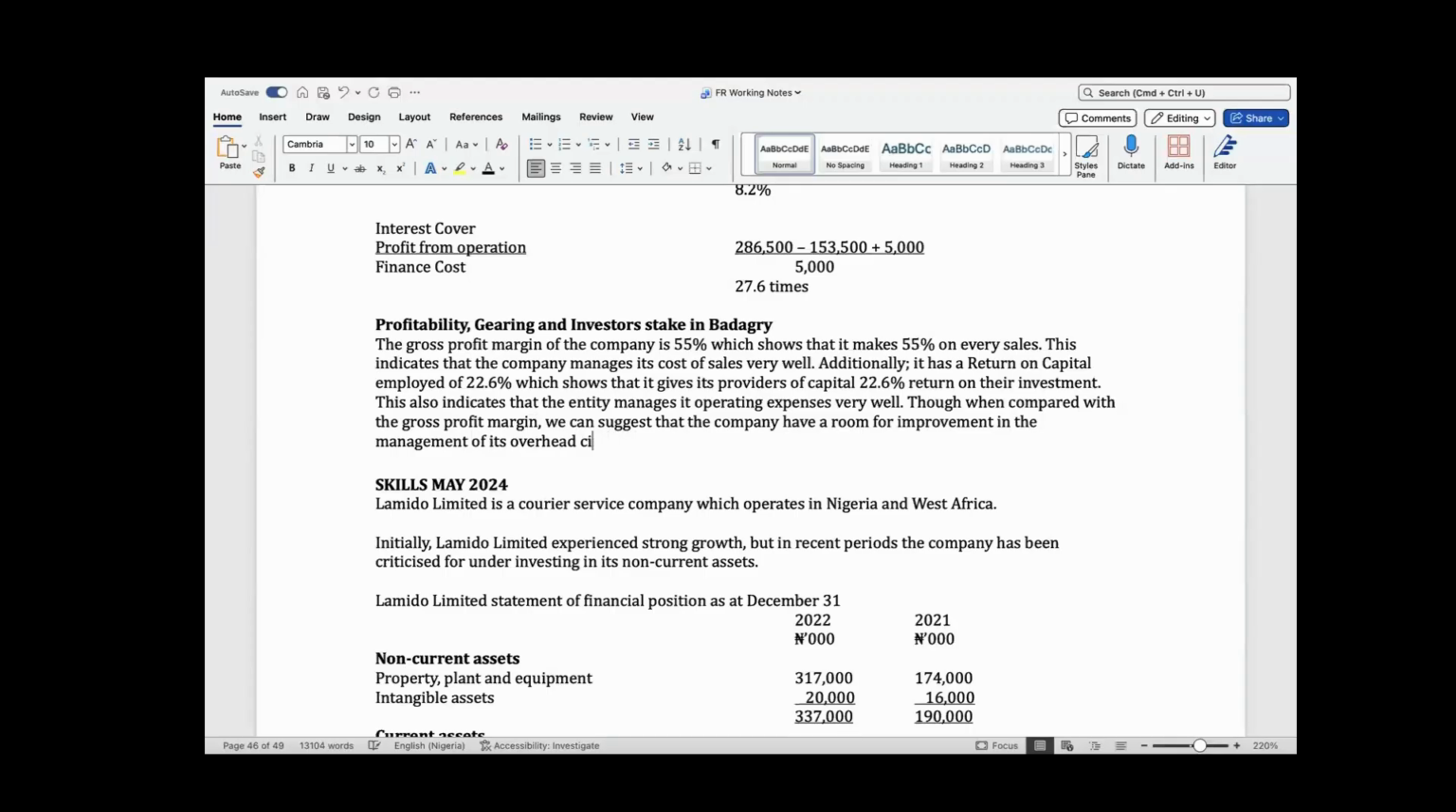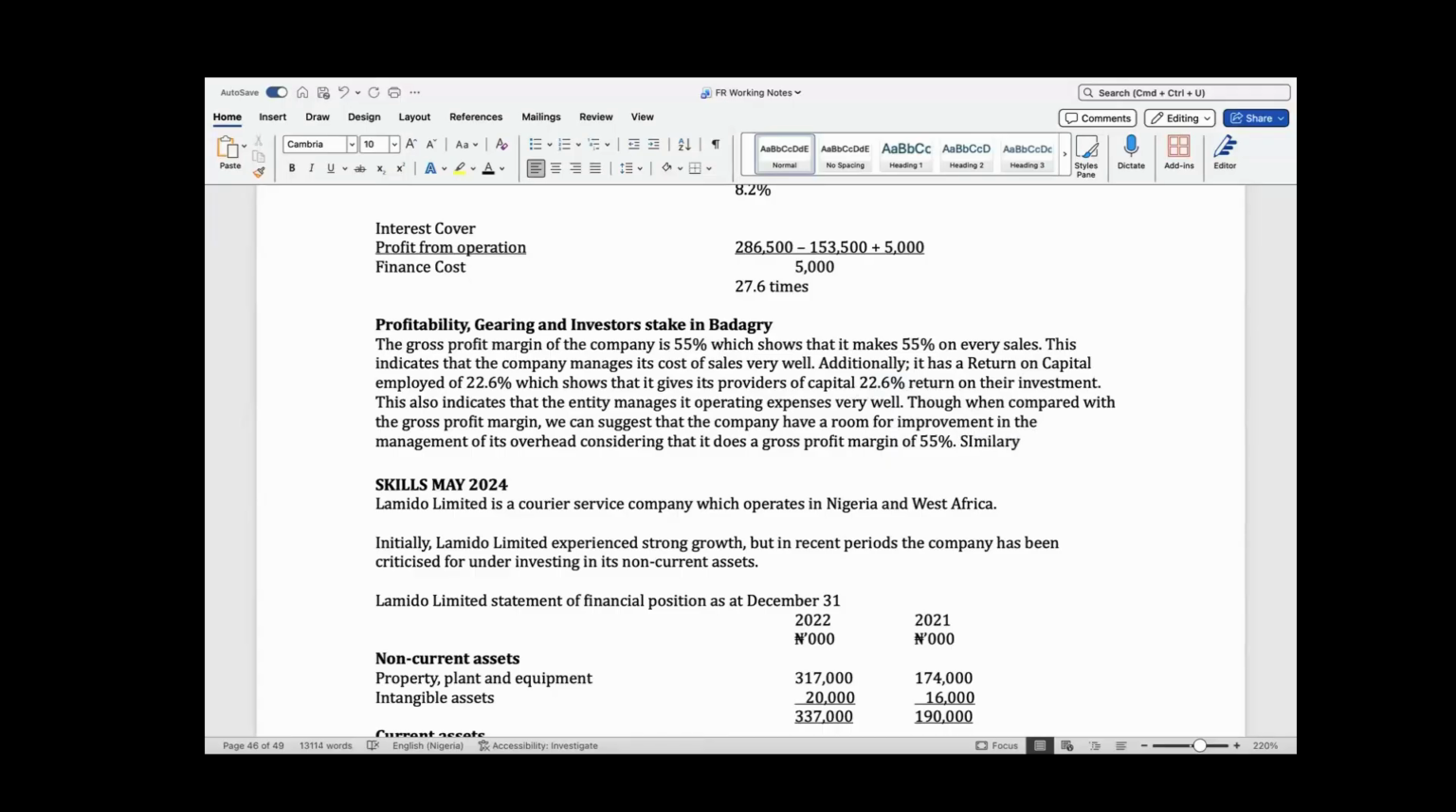Considering that it does a gross profit margin of 55%, if you can do a GP margin of 55%, which shows that your cost of sales is just 45%, we believe that you should do better. We can do better, we'll see.